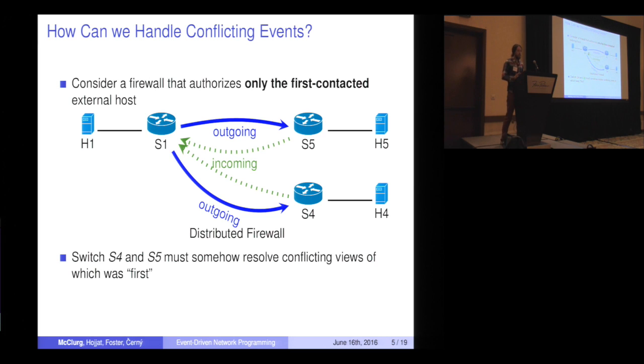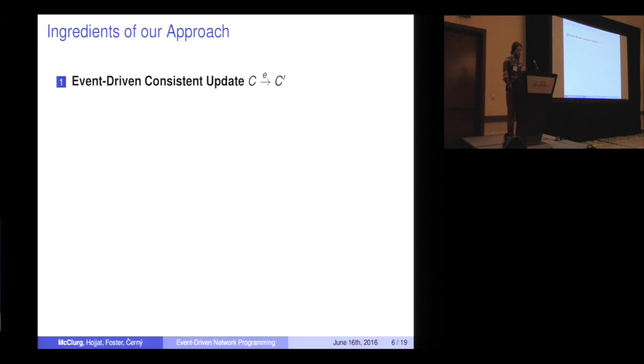So the difference here is that switch S4 ideas of which of them was first in receiving a packet. And so you can't actually implement this type of program efficiently without some kind of possibly expensive coordination between those two. So we want to formalize exactly which of these programs can be implemented and which are not.